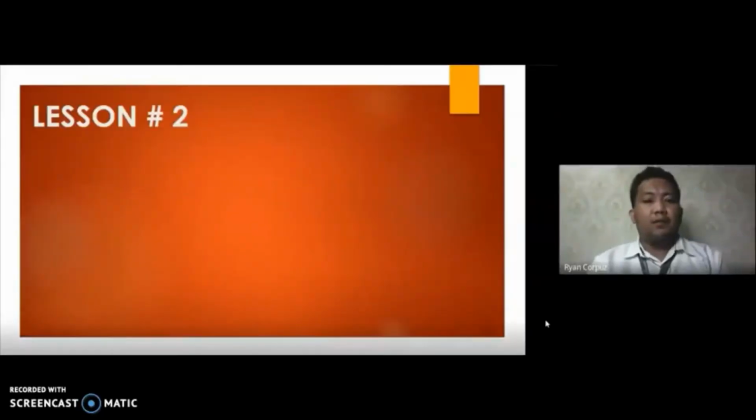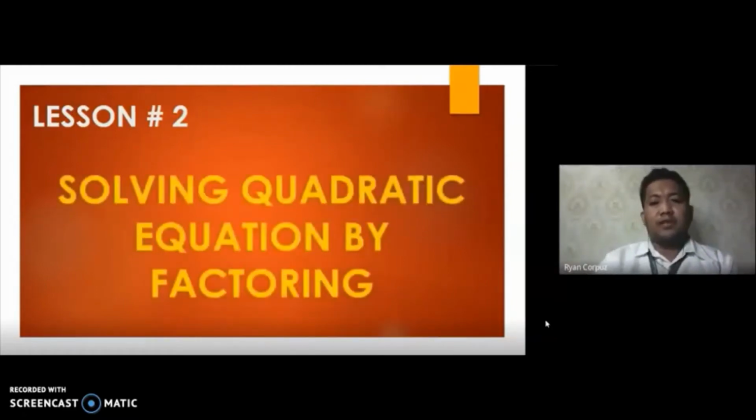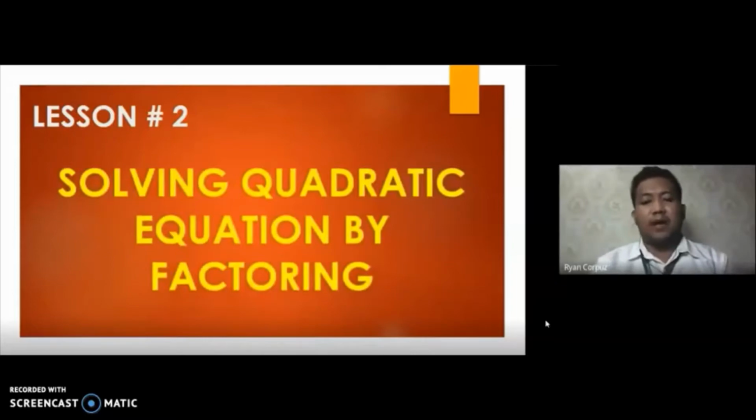Okay, good day everyone. So today we are going to discuss another lesson. So we are now on lesson number 2. What we are going to discuss is solving quadratic equation by factoring. In this lesson, you are going to find out how factoring is being used in solving a given quadratic equation. So without further ado, let us now proceed with our discussion.